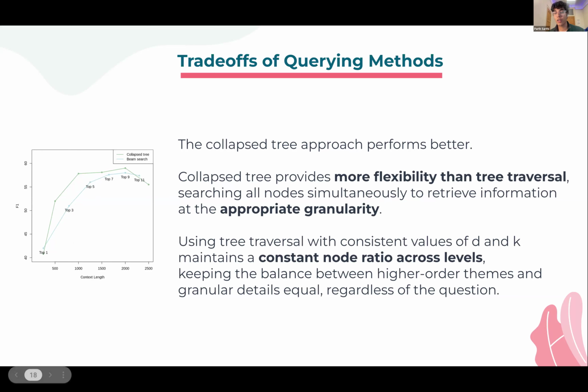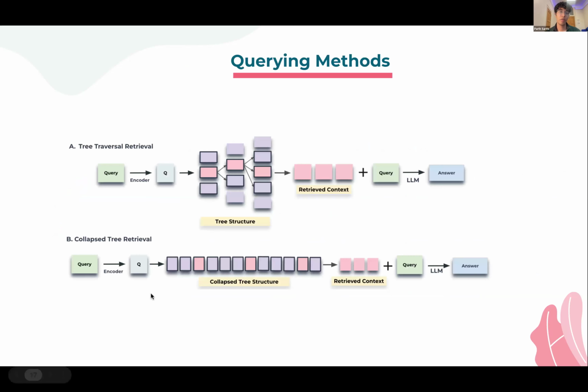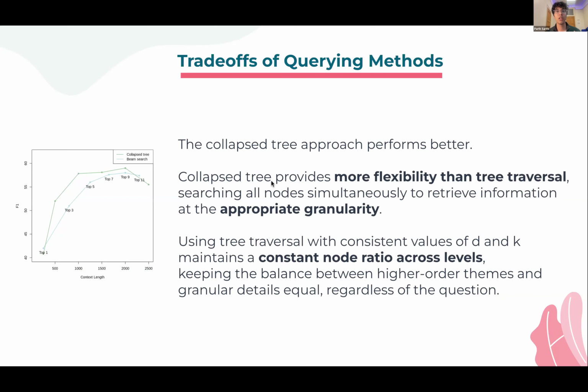And tree traversal, on the other hand, if you choose consistent values of your depth and your beam size at each level, keeps a constant node ratio, right? So at every level, for example, you will only choose one node. So it keeps an equal amount of information of lower level and higher level nodes. So this is question agnostic: depending on the question, you're not changing the values.